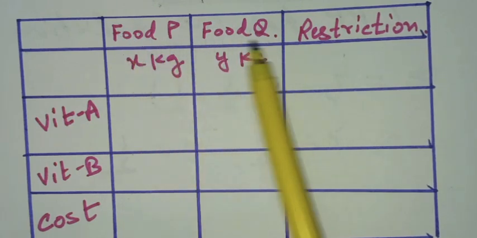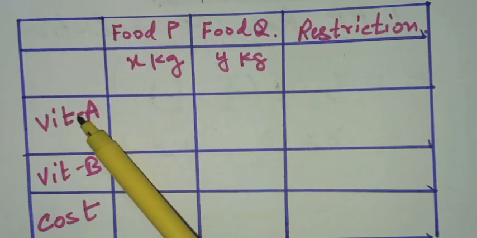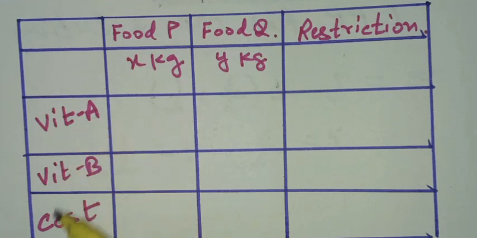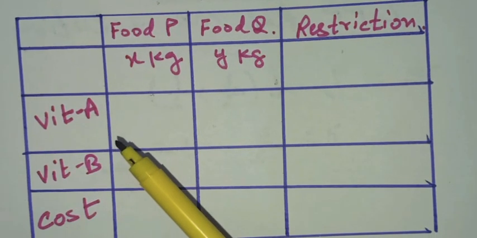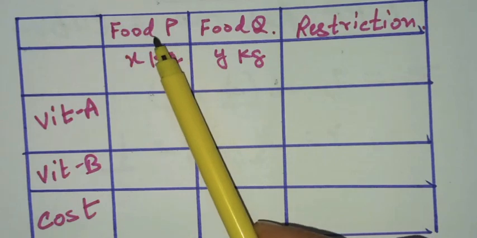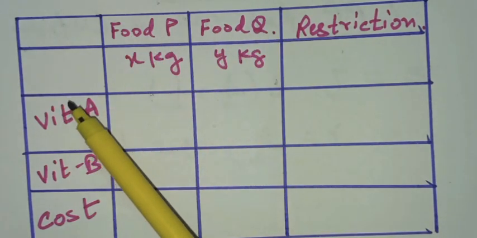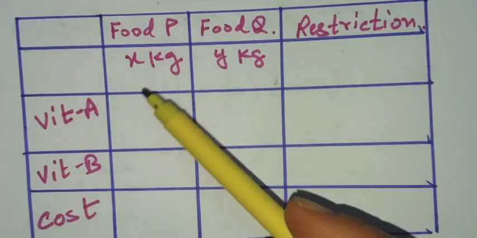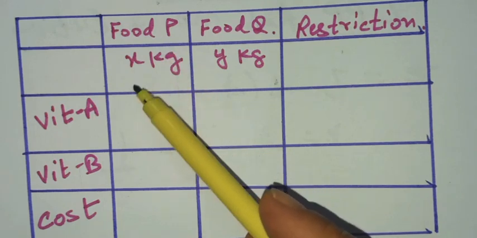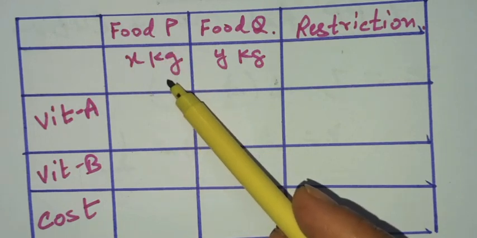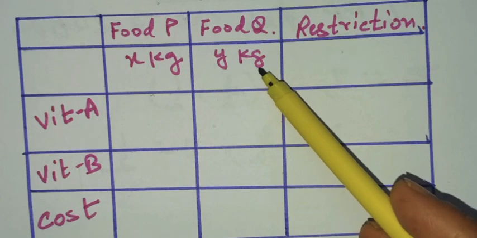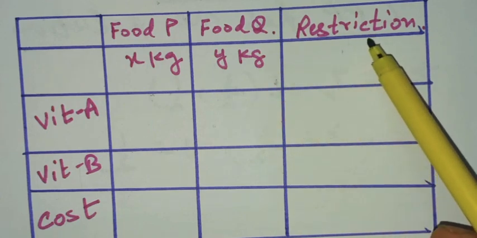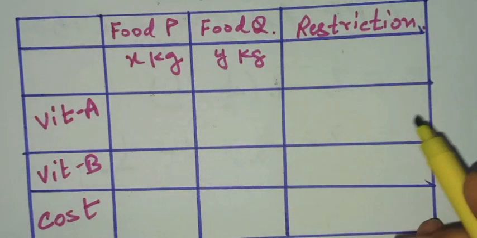So we have written here horizontally, and these are common: vitamin A, vitamin B, and cost. These are three quantities common to both food P and food Q. So we write them here in a vertical line, and we have also assumed that we are mixing X kilograms of food P and Y kilograms of food Q, and here we have kept a column for restrictions.